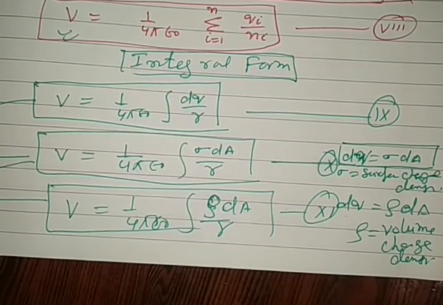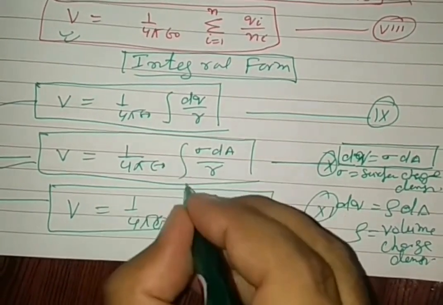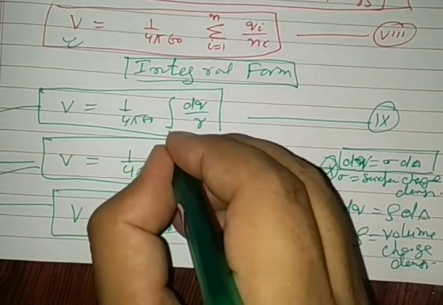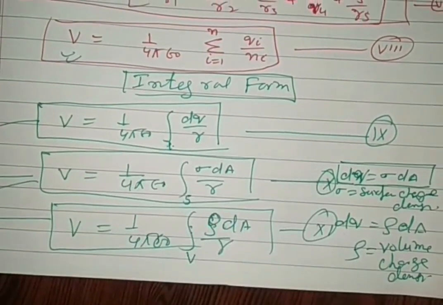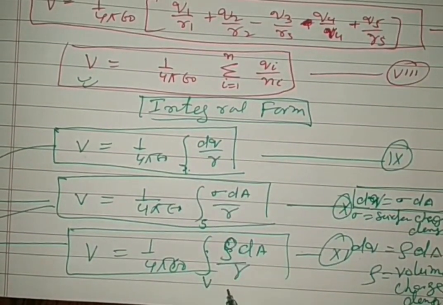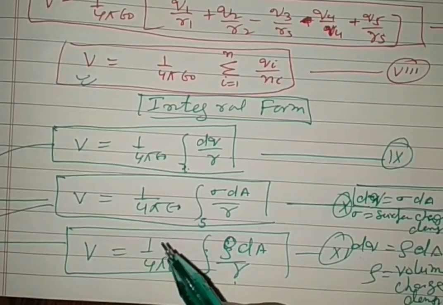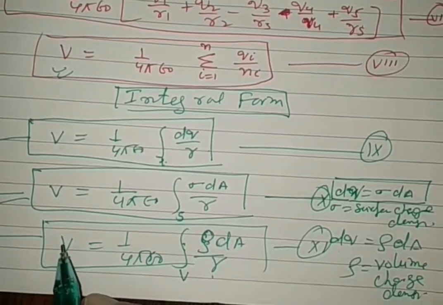See carefully in all of these equations. This one is called a line integral, this is called a surface integral, and this is called a volume integral. So the formula of electric potential can be represented in terms of line integral, surface integral and volume integral.